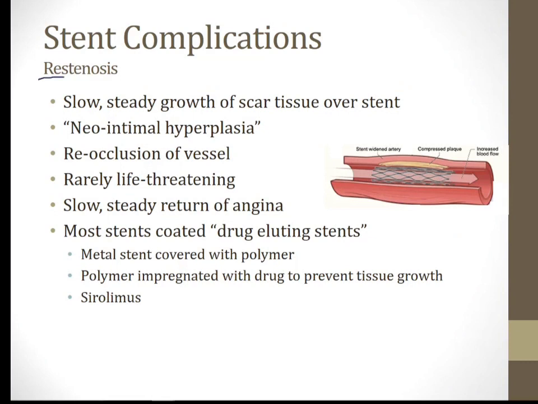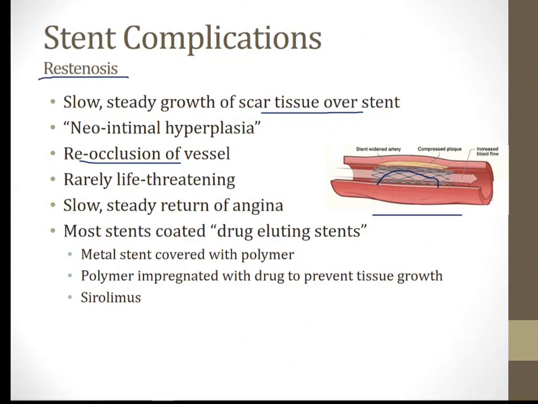The first one is called restenosis. This is the slow, steady growth of scar tissue over a stent. So when you implant a metal stent into the wall of a coronary artery, you cause inflammation, and sometimes that inflammation leads to so much scar tissue formation that it reoccludes the blood vessel. So if you look at this drawing on the right side of the screen, we've got a freshly implanted stent and good blood flow through the vessel. But sometimes scar tissue grows over this stent and reblocks the vessel, and the angina returns.